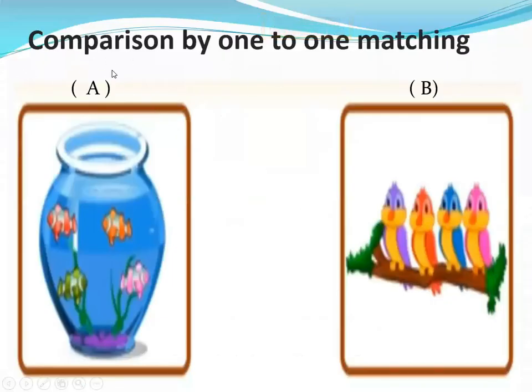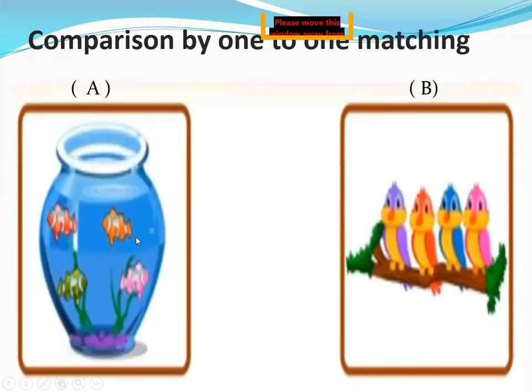Comparison by one-to-one matching. We see here the group of A. How many fishes are there in group A? Count it. Yes, there are four fishes in group A, and in the other group, how many birds? There are four birds. In group A we have four fishes, and in group B we have four birds. After counting them, we find that the number of birds and the number of fishes are both four.